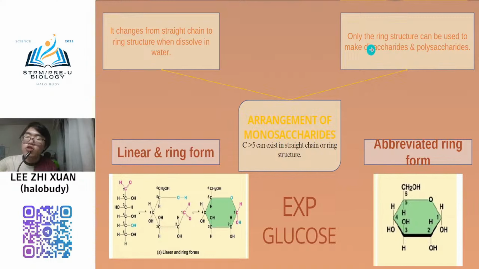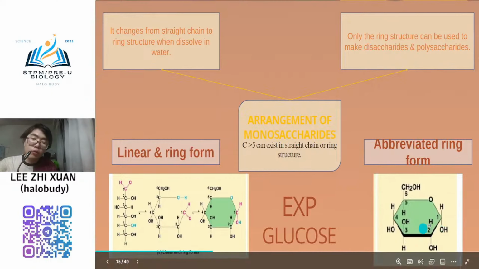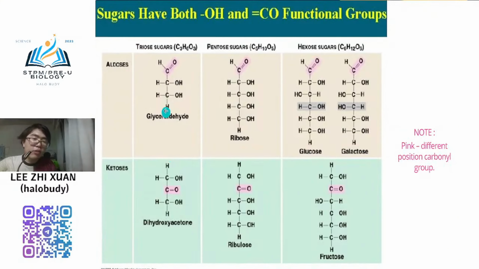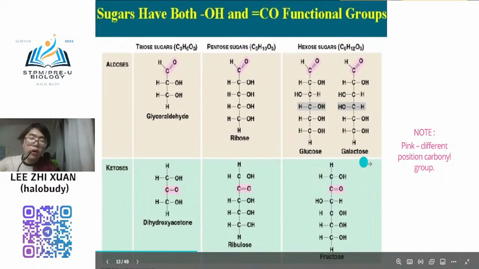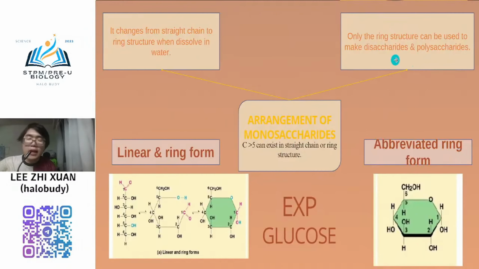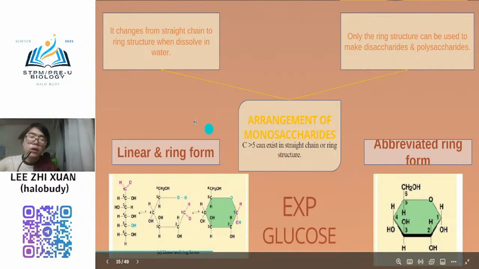Only the ring structure of the glucose monosaccharide can make disaccharide and polysaccharide. Triose sugars, like dihydroxyacetone, and also tetrose sugars cannot form disaccharide and polysaccharide. They can only form the basic unit. If you want to form disaccharide and polysaccharide, you can only do so through the ring structure. They will form the ring structure automatically when they dissolve in water. They will have an automatic reaction. So this is the reaction.